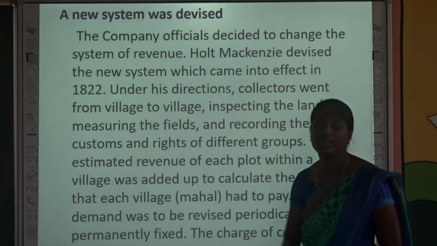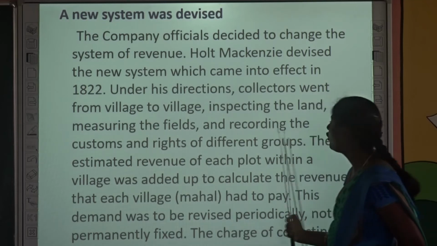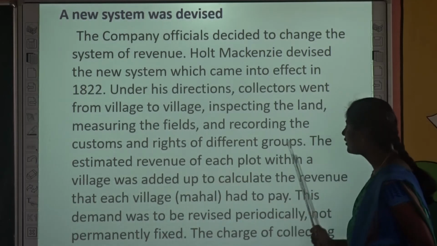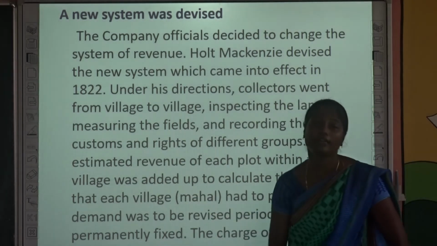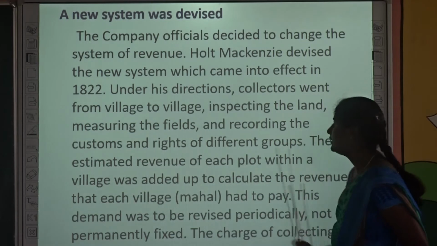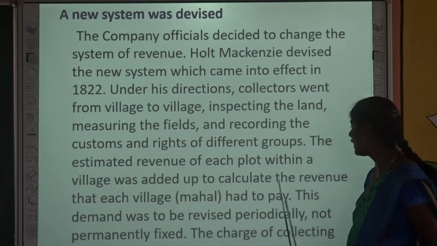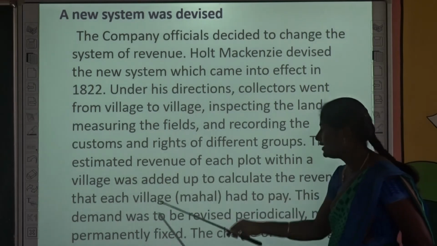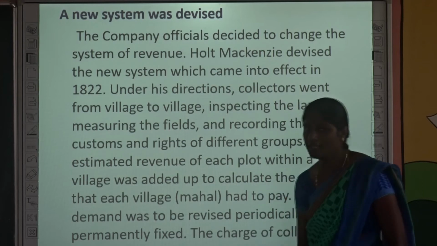Inspecting the land means measuring the land and recording the customs and rights of different groups, recording the items, customs and rights of each group. And the estimated revenue of each plot within a village was added up to calculate the revenue of each village. So according to their level of land, they must pay the tax.